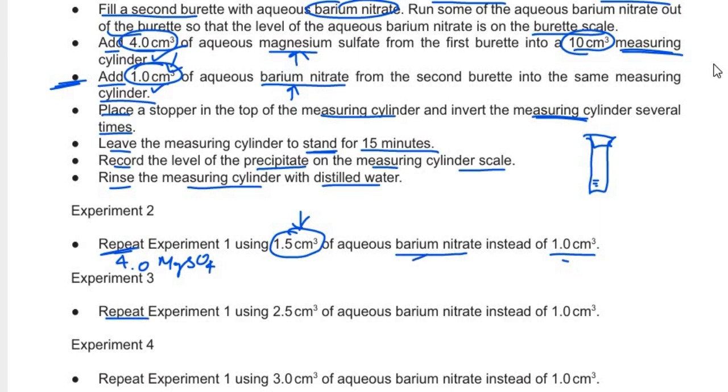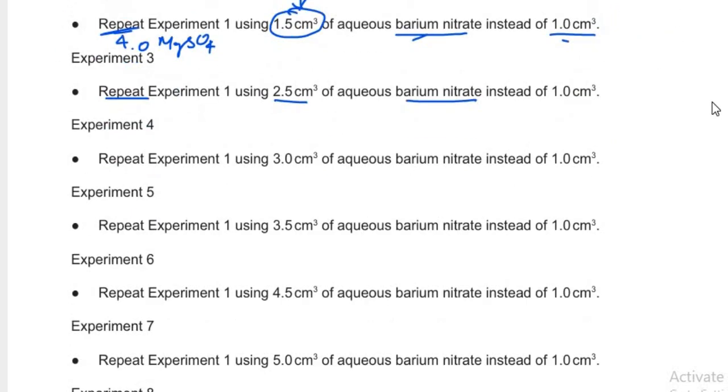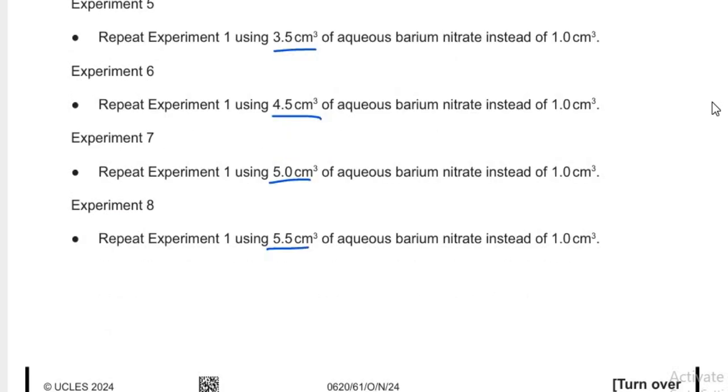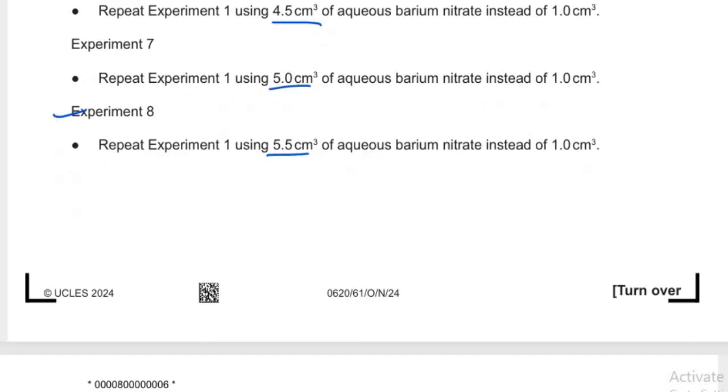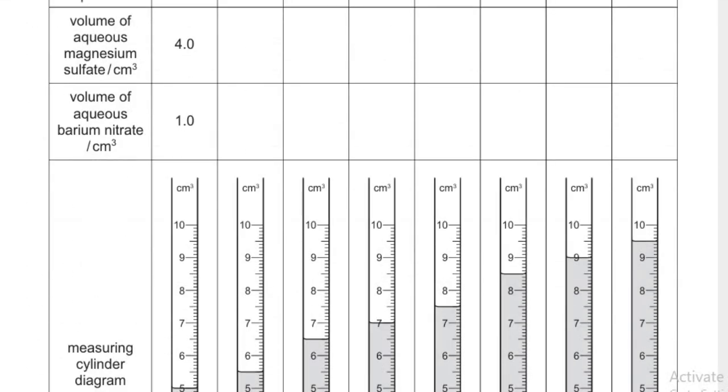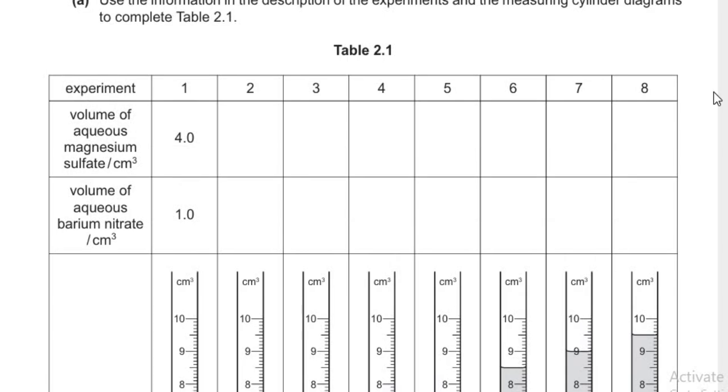Now the next experiment is using 2.5 cm³ of barium nitrate, and so on. 2.5, 3 cm³, 3.5, 4.5, 5 cm³, and then 5.5. This is how the 8 experiments are done, and different levels of precipitate are obtained. So here is the table we need to complete. As we know, the magnesium sulfate is kept steady at 4 cm³, so we are adding 4.0 everywhere till the 8th experiment. So here is 4 cm³.